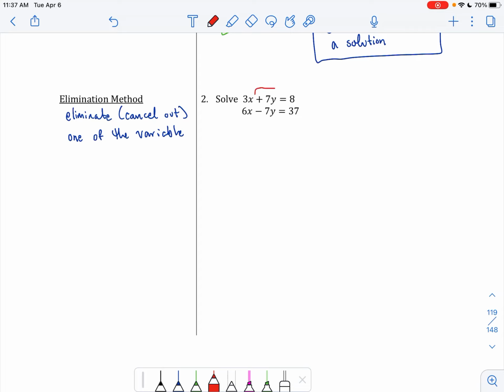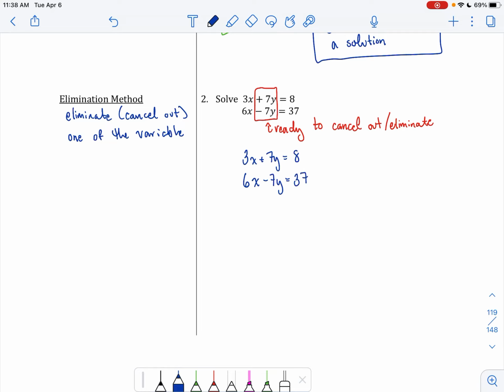Now, if you look here, these are already ready to cancel out, just like we would if we were solving a regular equation. Plus 7y minus 7y would cancel out, or in this case, we're going to use the word eliminate. So what you can do is say, all right, 3x plus 7y is equal to 8, and 6x minus 7y is equal to 37. If I just add all my like terms, and you have to do everything just like you normally would for equations, you have to treat everything equally, the y terms cancel out, 3x plus 6x is 9x, and 8 plus 37 is 45. Divide both sides by 9, and this tells us that x is equal to 5.